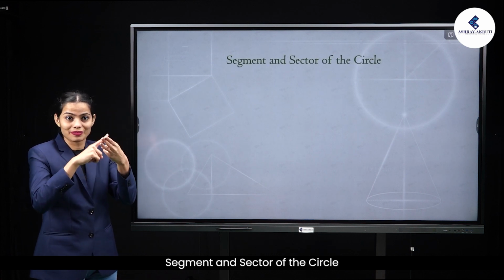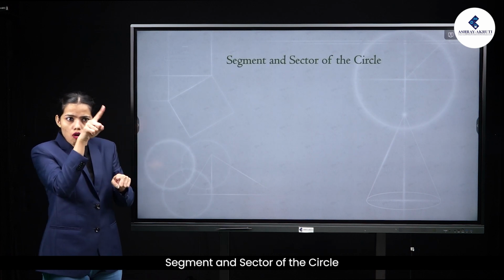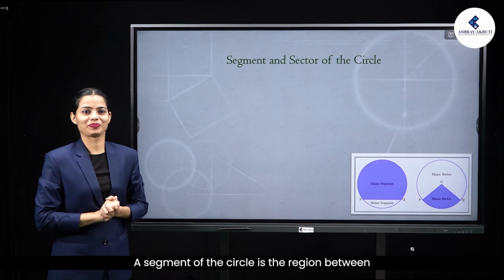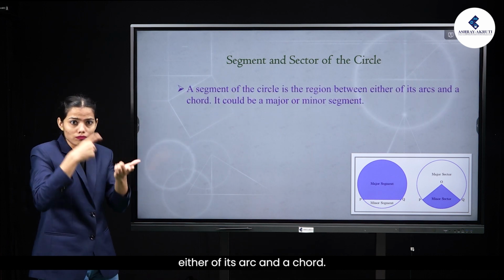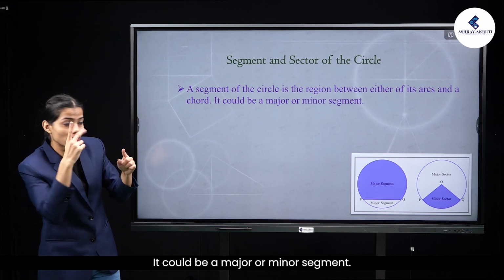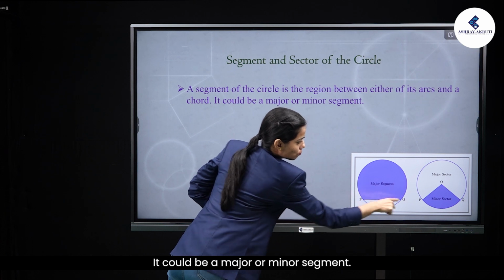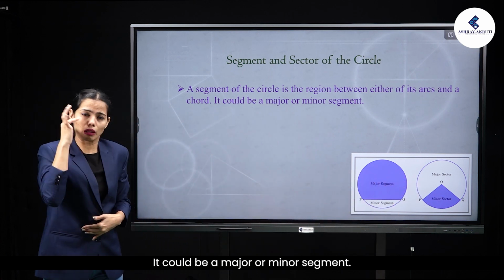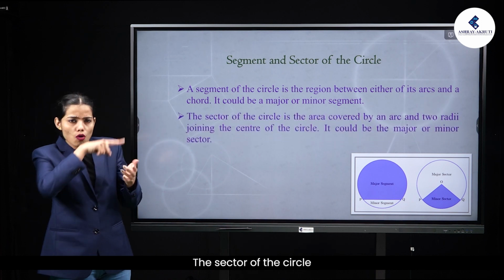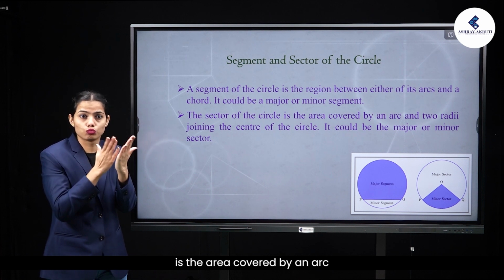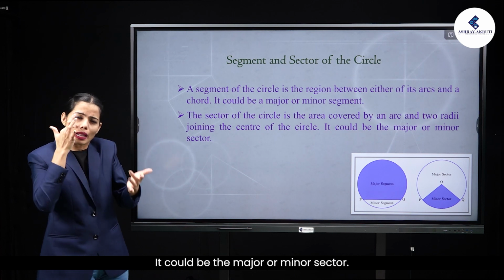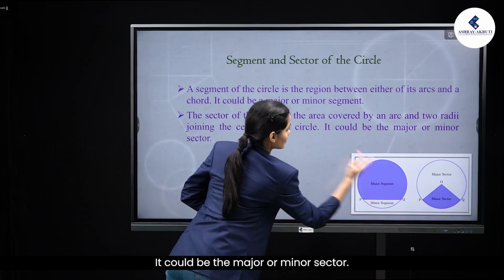Segment and sector of the circle. A segment of the circle is the region between either of its arcs and a chord. It could be a major or minor segment. The sector of the circle is the area covered by an arc and two radii joining the center of the circle. It could be the major or minor sector.